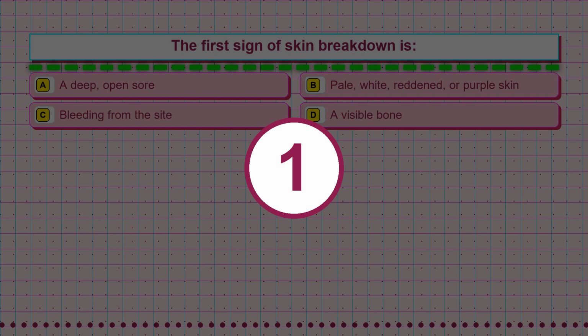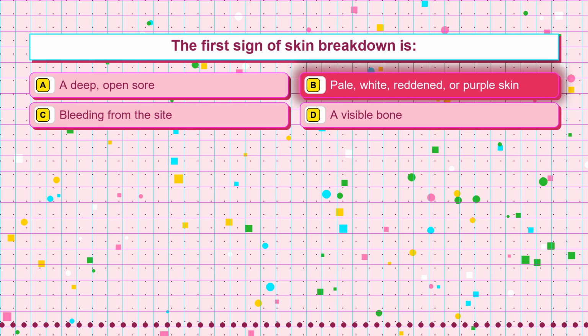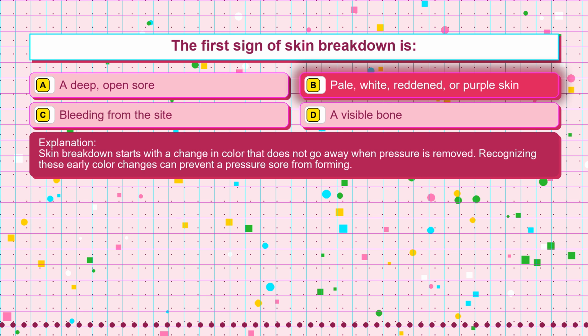The correct answer is option B, pale, white, reddened, or purple skin. Skin breakdown starts with a change in color that does not go away when pressure is removed. Recognizing these early color changes can prevent a pressure sore from forming.